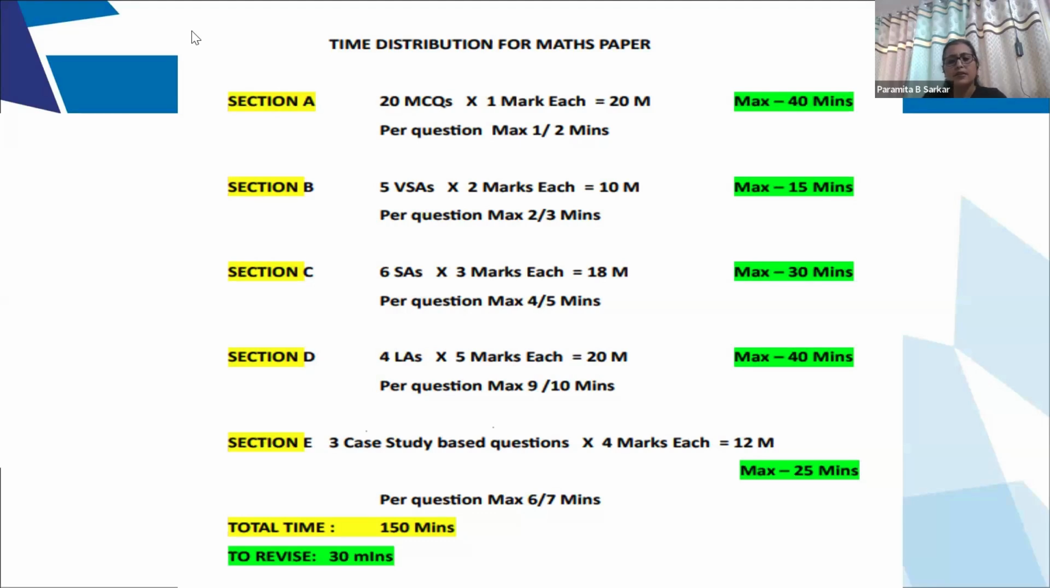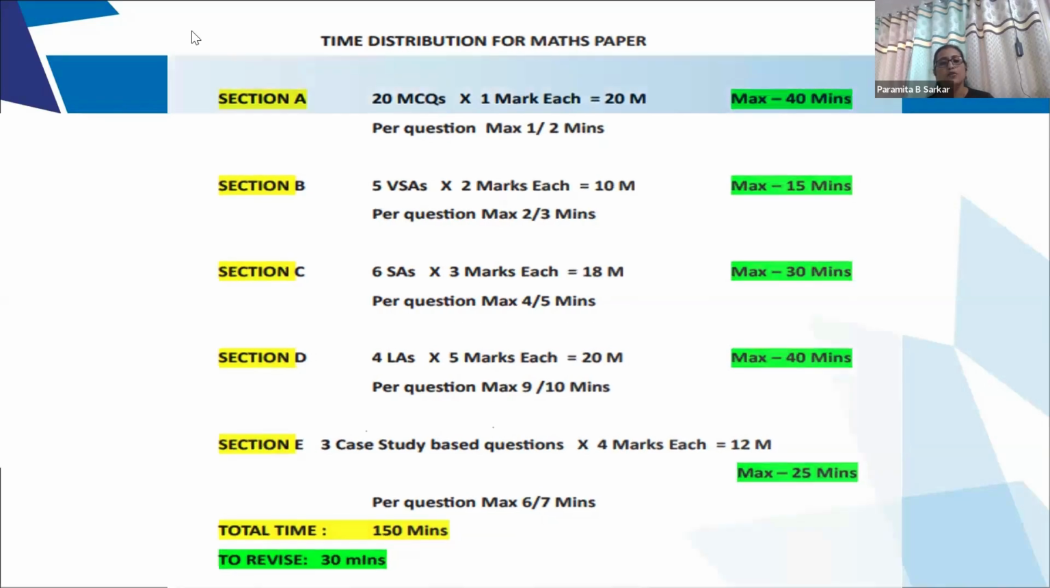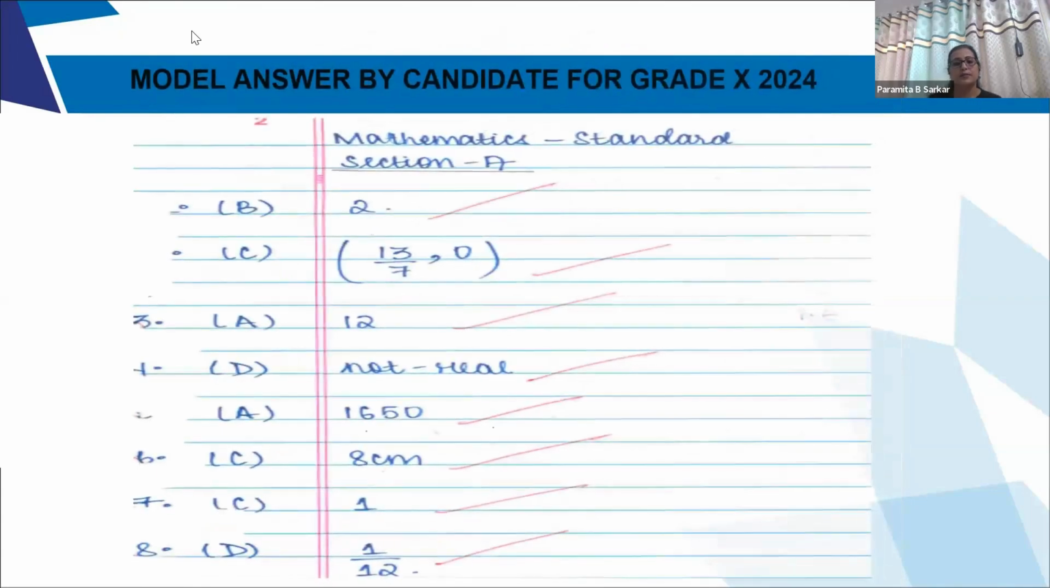And for case study questions, per question, I don't think it will require 6 to 7 minutes, because case study questions are very easy to medium level questions. You have to read the questions carefully, and you will get the answer. So keep 25 minutes for section E. In total it will take maximum 150 minutes. And then you will have 30 minutes to revise. So 30 minutes for revision is quite good. You can check each and every question, you can check all the calculations if time permits, and then you can go ahead with extra questions. So please try to follow this process.